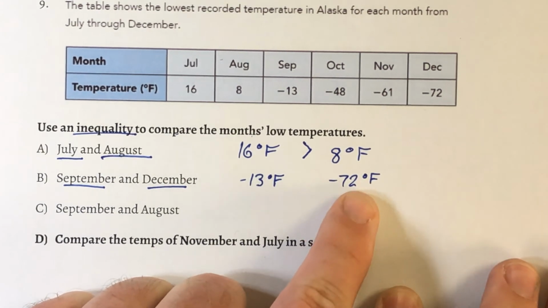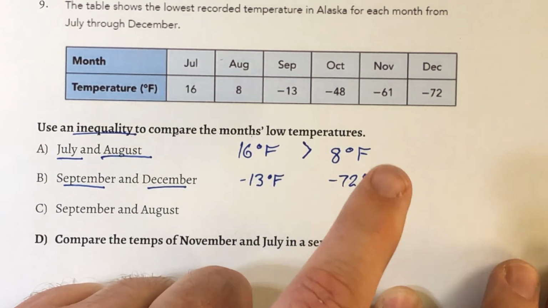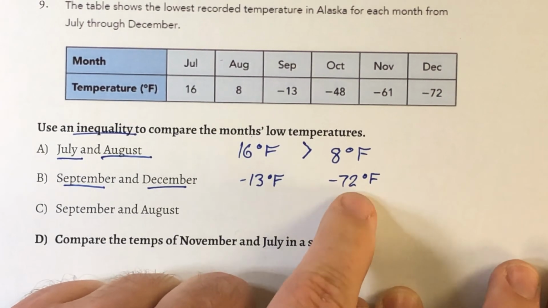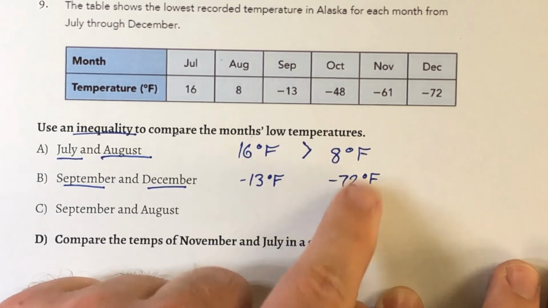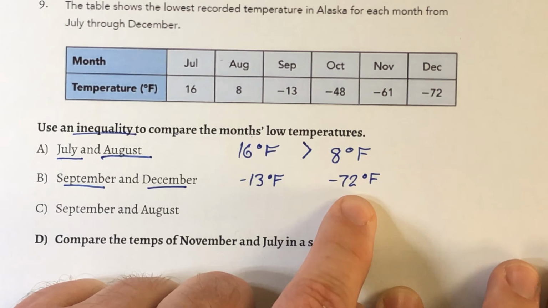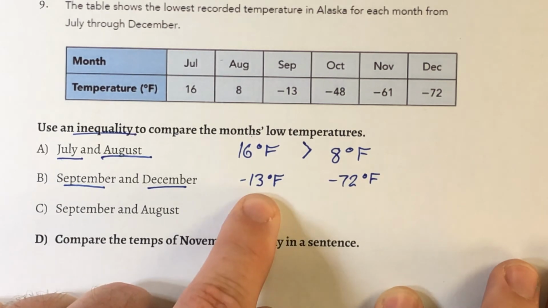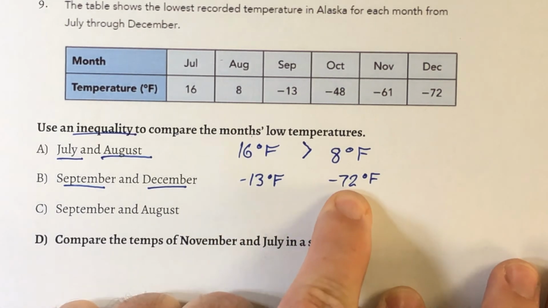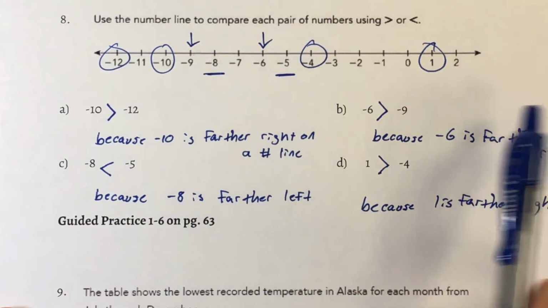No, this is not 72. This is negative 72. This is 72 below zero, like super cold. Like nope, that's a nope temperature. We don't go outside when it's that cold. We don't go outside when it's that cold either, but negative 72 is worse, right? It would be colder. Also, if you're thinking of your number line, where would negative 13 be?